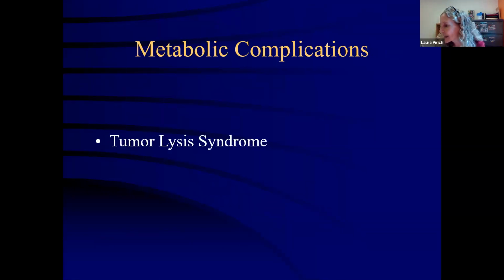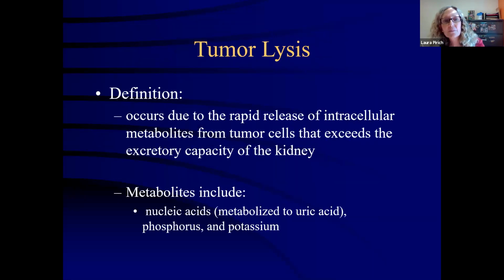Tumor lysis is the most common oncologic emergency that you're going to potentially deal with, so it's really a good one to have an understanding about. What happens with tumor lysis is that there is a rapid release of the intracellular metabolites from the tumor cells that exceeds the excretory capacity of the kidney. So basically, with everything going on at once, you overwhelm the kidney.